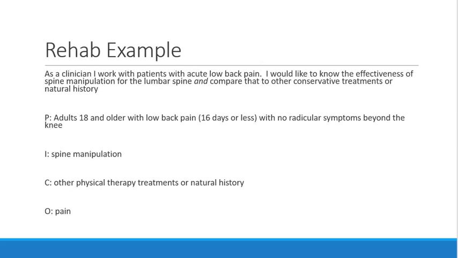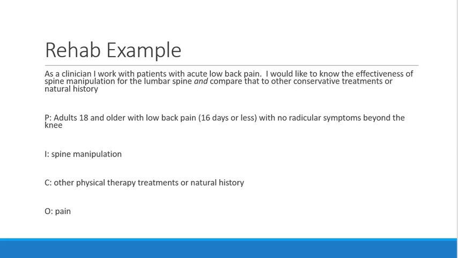A rehab example. So from my world as a clinician, I work with patients with acute low back pain. I would like to know the effectiveness of spine manipulation for the lumbar spine and compare that to other conservative treatments or to natural history. So my P could be adults 18 and older with low back pain, and I specifically put 16 days or less in there, so that would probably be acute to subacute low back pain, with no radicular symptoms beyond the knee. Now, why did I put that in there? I chose that specifically because there have been some research studies that have looked at those particular parameters.